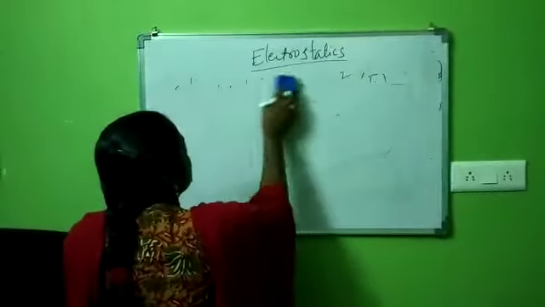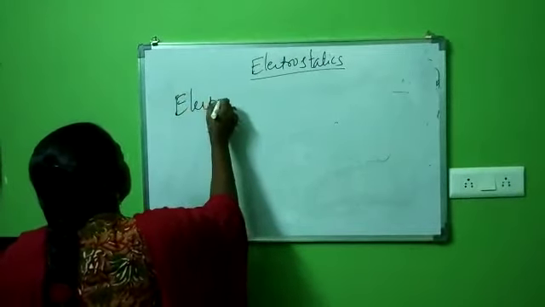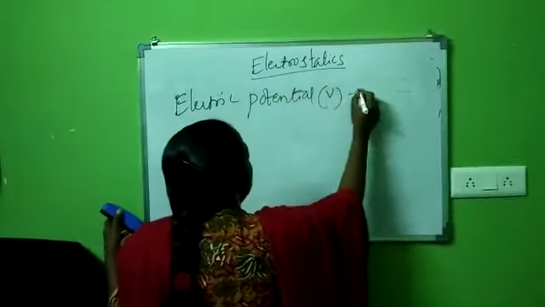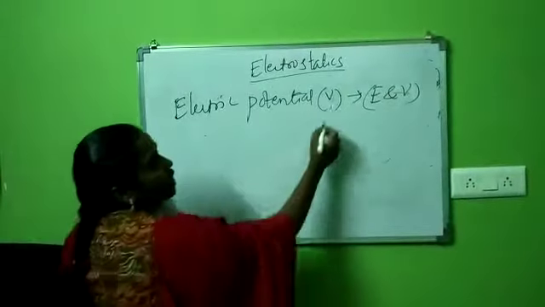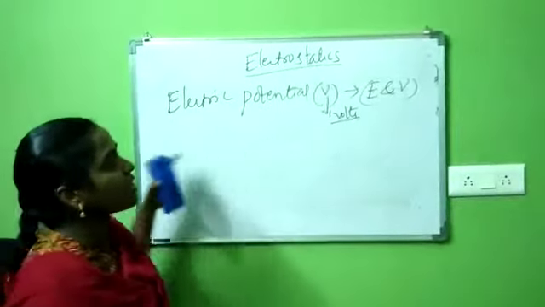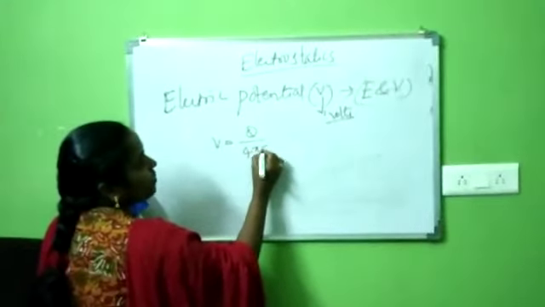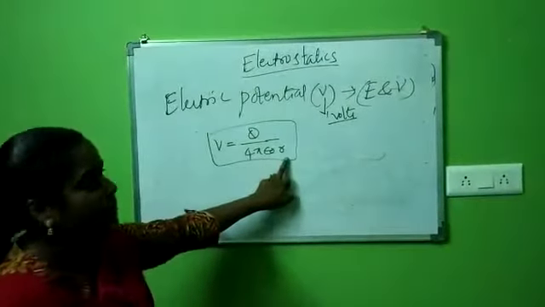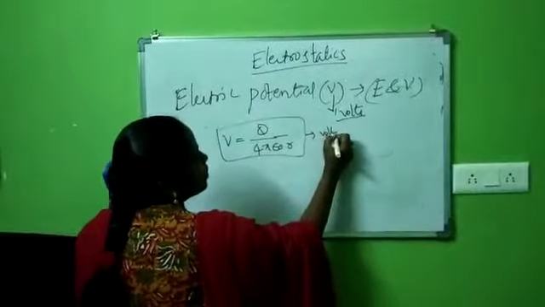Electric potential you can represent with V, and the relation between E and V we will also see here. Units of potential will be volts. Now, the equation for V is Q by 4 pi epsilon naught R. The electric potential value is equal to Q by 4 pi epsilon naught R, where Q represents the charge and R is the distance. The units will be volts.